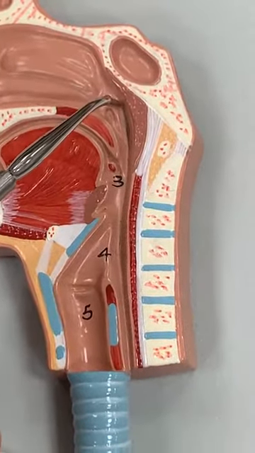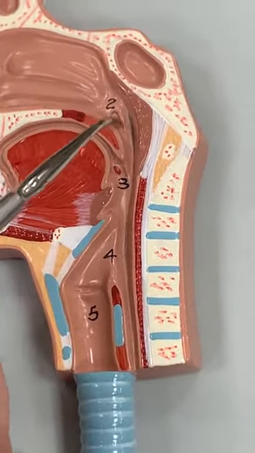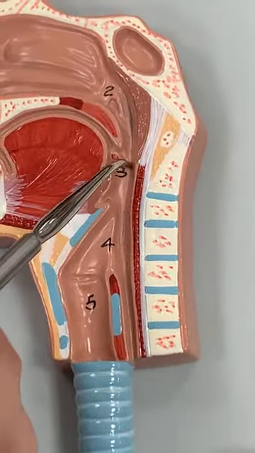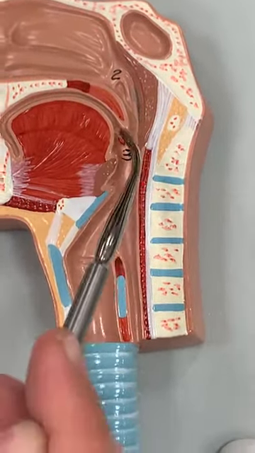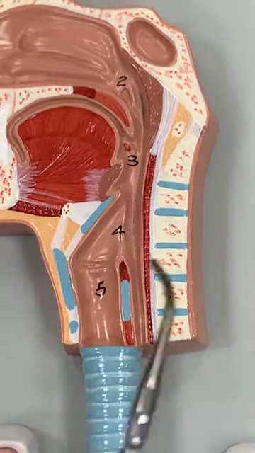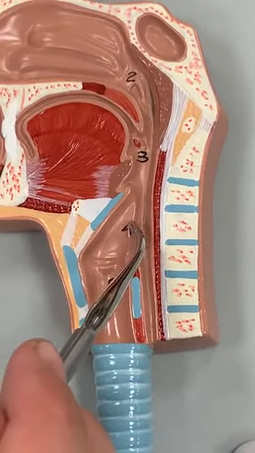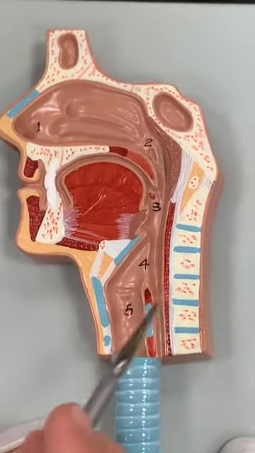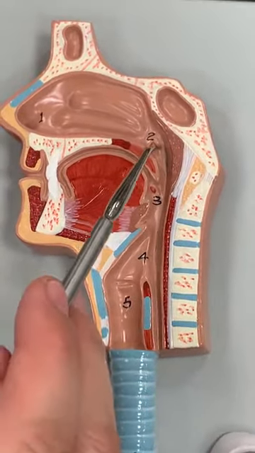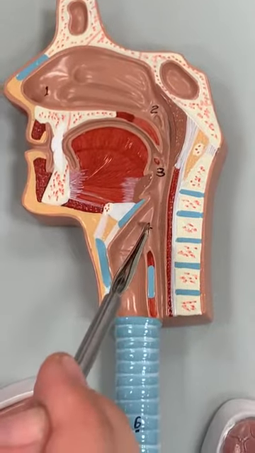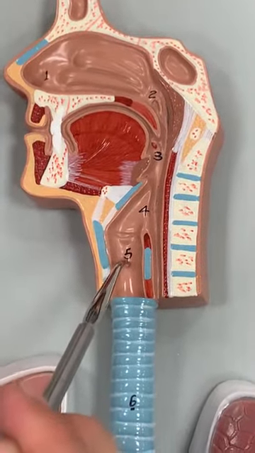Your nasopharynx is behind the nasal cavity. Your oropharynx is going to extend from the uvula down to the larynx. So this is your oropharynx. Number 4 is your laryngopharynx. And number 5 is your larynx. So basically, air will pass through and air will enter into the glottis of the larynx.